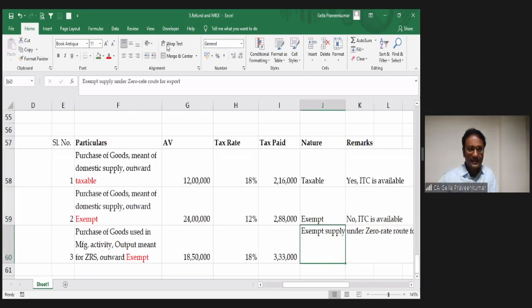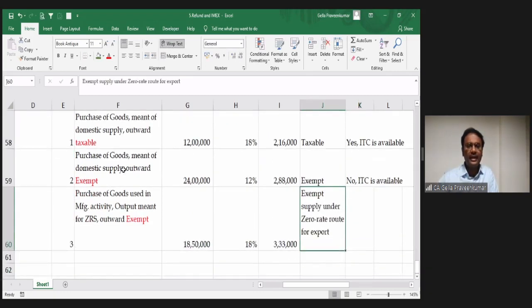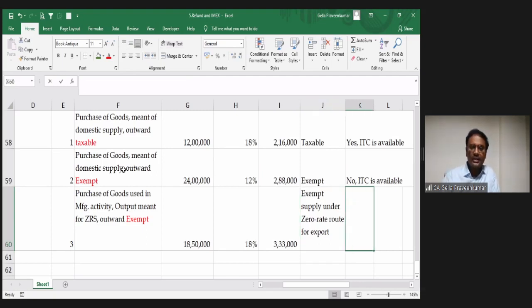Now, scenario number 3. This is a peculiar scenario where I purchase goods which are taxed, are used in a manufacturing activity. The output which is manufactured has been exempted under GST law. Now that particular goods are exported without payment of tax. Now question comes, can I claim ITC? Answer is yes. ITC is available.